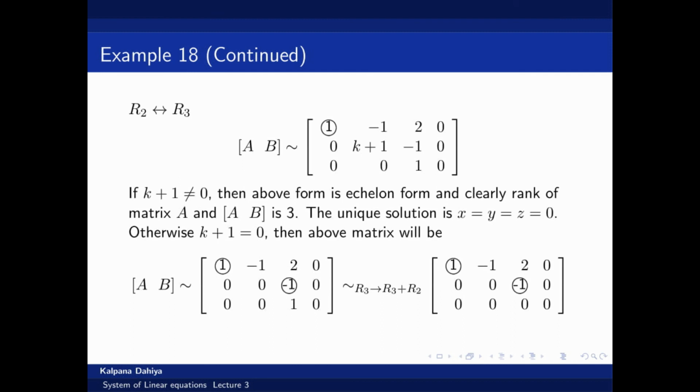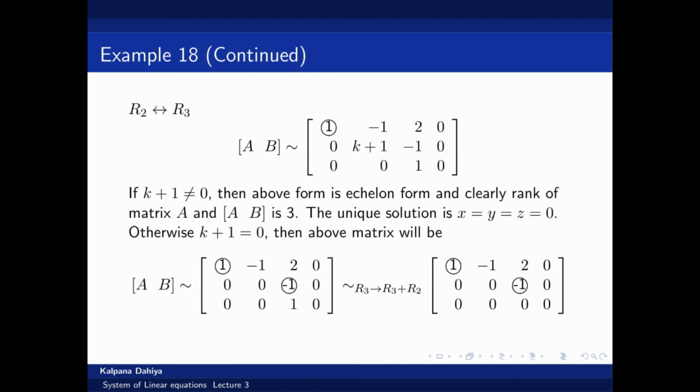So if k plus 1 is not equal to 0, then the above matrix is in echelon form, and clearly rank of this matrix, coefficient matrix A and the augmented matrix, is 3. It means the homogeneous system has a unique solution, x0, y0 and z0. So we can say that for k not equal to minus 1, the system has a unique solution. Otherwise, if k plus 1 equal to 0, then the augmented matrix is equivalent to the following matrix.